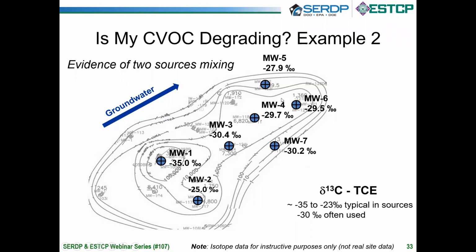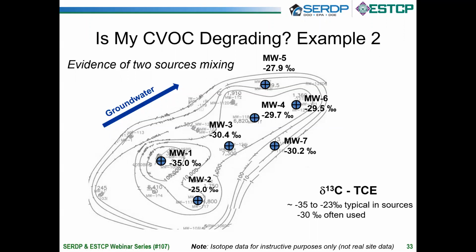And as we move further down gradient, there's always going to be some variability, as there is in concentrations and anything else at these types of sites. But we don't see a lot of evidence of degradation occurring here because these isotope ratios are very similar, even though as we move to the fringes, we're seeing lower concentrations.